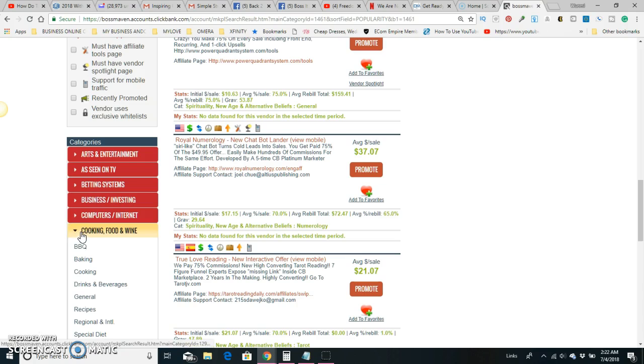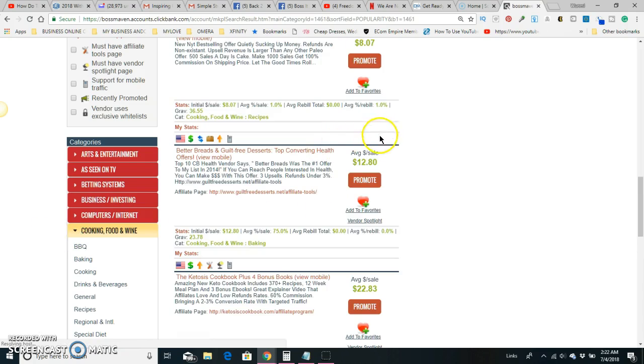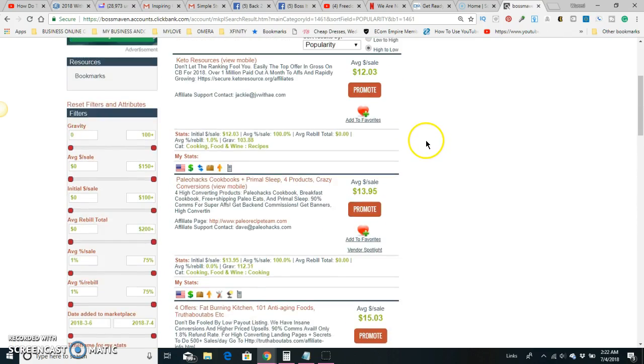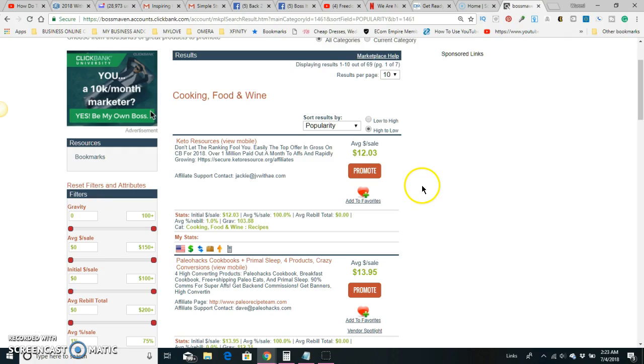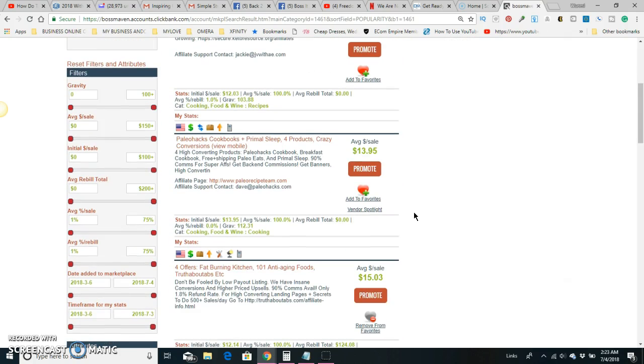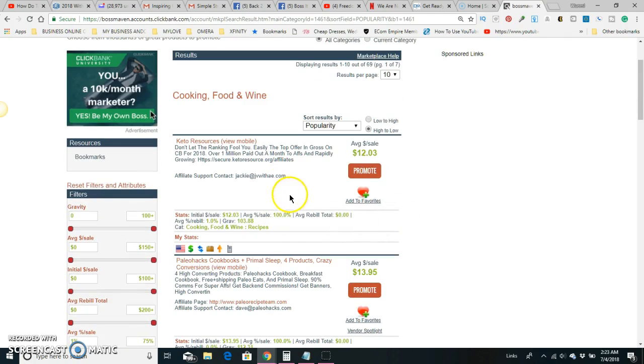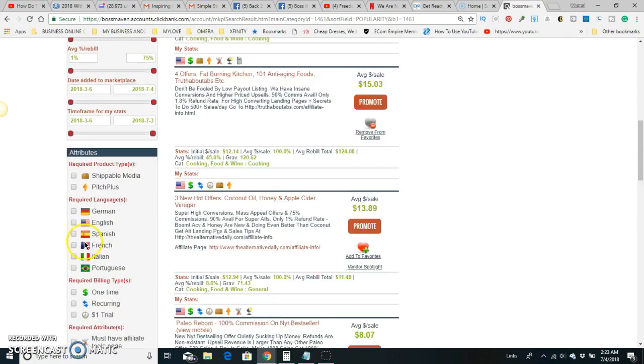So, let's also go to something like cooking. Let's see. We have some products there. Oh, wow. So this one, keto resources. Now, I know the keto diet or keto lifestyle is very high in demand. It's like the new health thing on the scene to help people lose and maintain their weight. That's interesting. So you can go for the keto right here. It has a high gravity rate as well of 103. That's a lot, too. You can promote that.